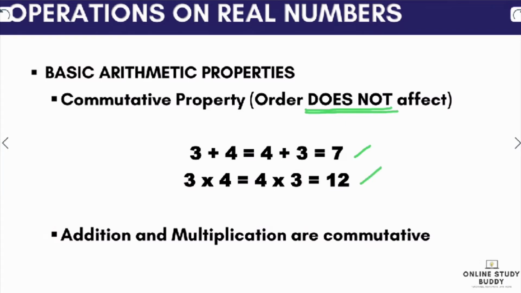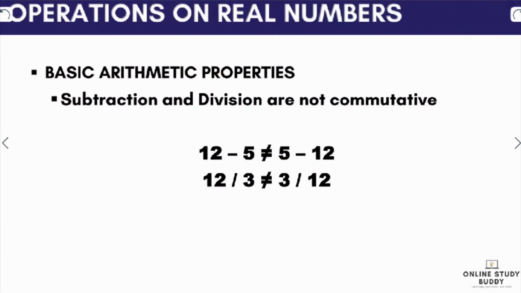So, addition and multiplication are commutative. But, subtraction and division are not commutative. Kasi, kapag binago mo yung order nung ating mga operands, magbabago yung results. So, kunwari dito, 12 minus 5, hindi siya equal kapag 5 minus 12. So, same for division, hindi siya commutative kasi kapag binaliktad natin yung 12 and 3 in this example, mag-iiba yung result.